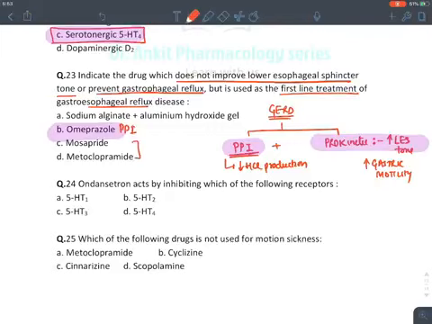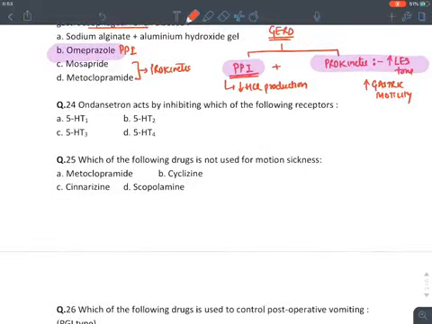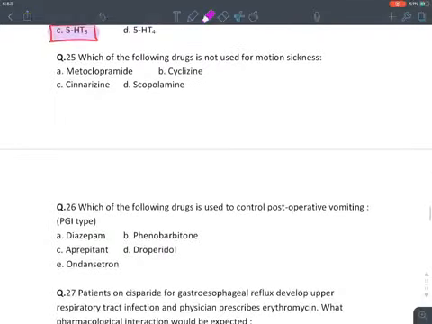Omeprazole is a PPI. Mosapride and metoclopramide are prokinetic drugs. Now alginate is an anti-reflux drug, and aluminium hydroxide is an antacid. Ondansetron acts by inhibiting which of the following receptors? 5-HT3 receptors. Setrons, 5-HT3. Which of the following drugs is not used in motion sickness?